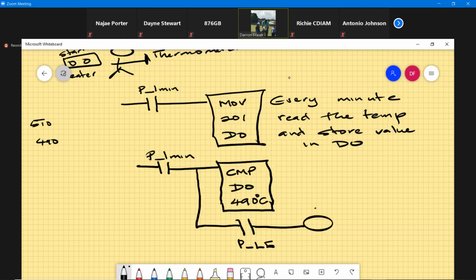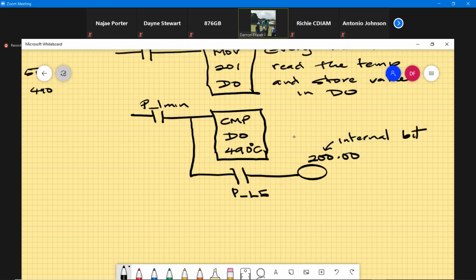What I'm going to do is turn on an internal bit. This is called an internal bit. An internal bit is a memory location in the processor that stores a particular value, whether high or low. So if it is less than or equal to, we turn on this internal bit, 200.